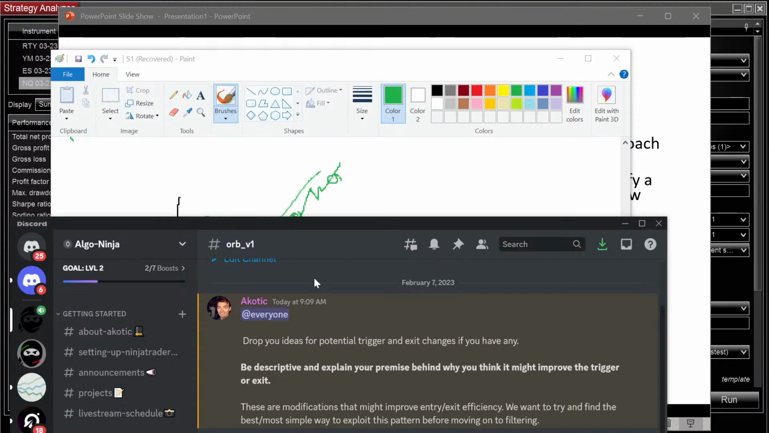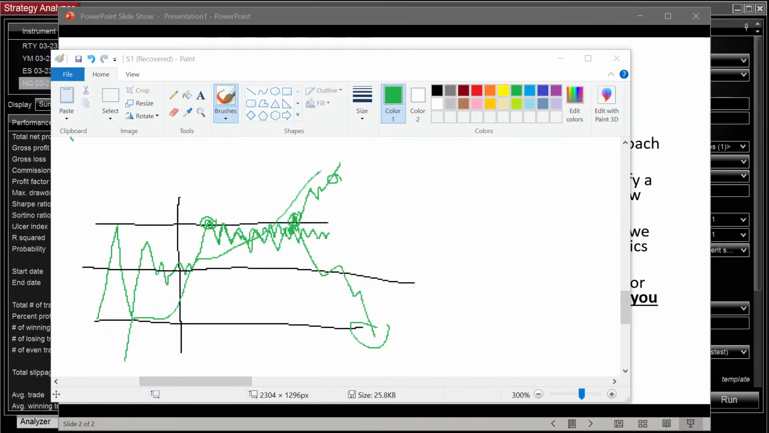So now, after seeing this video, you might understand more of what I meant behind this message. You know, drop your ideas for potential trigger and exit changes. Be descriptive and explain the premise behind why you think it might improve the trigger or exit. And so this isn't talking about filtering or, you know, changing the strategy or changing the premise. It was talking about a potential different type of exit that still maintains the core premise.